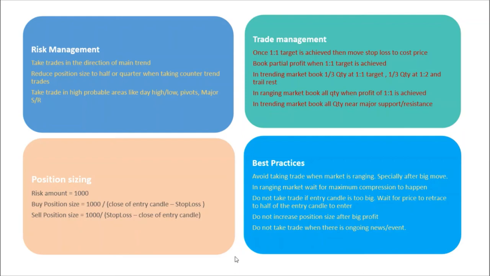In a trending market, book one third of the quantity at the 1:1 target, one third of the quantity at the 1:2 target, and trail the rest of the quantity. In a ranging market, book all quantity when profit of 1:1 is achieved. In a trending market, book all quantity near major support resistances. So like this, you can minimize even the stop losses.